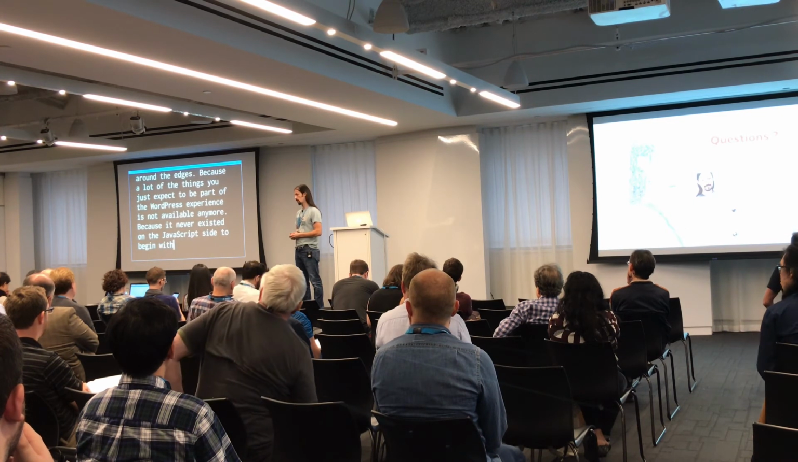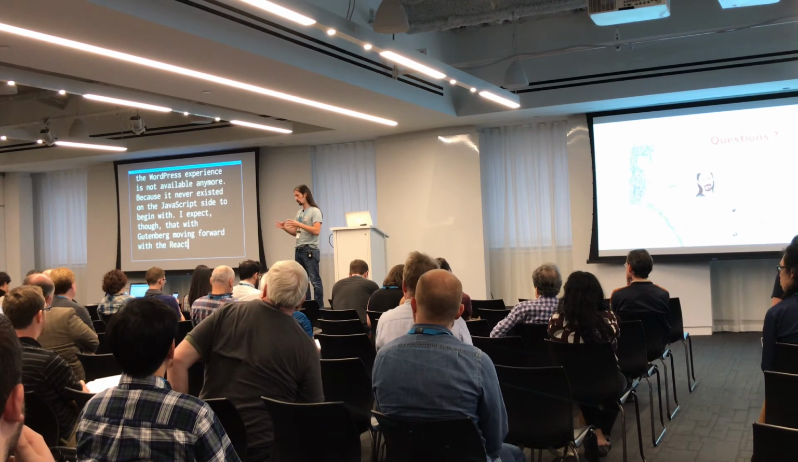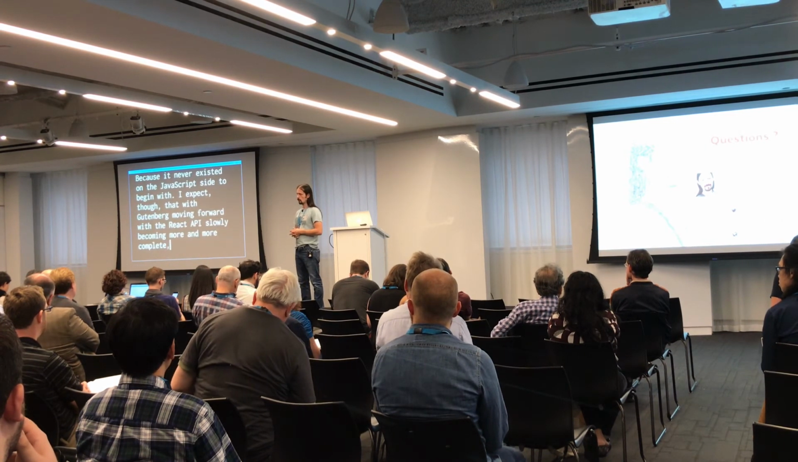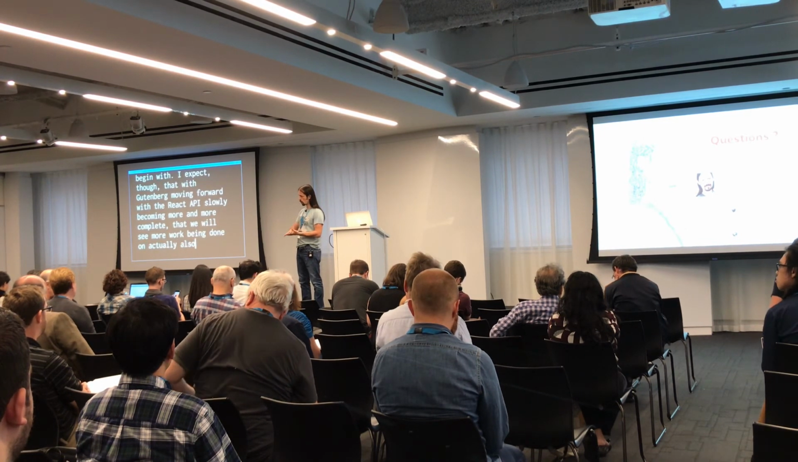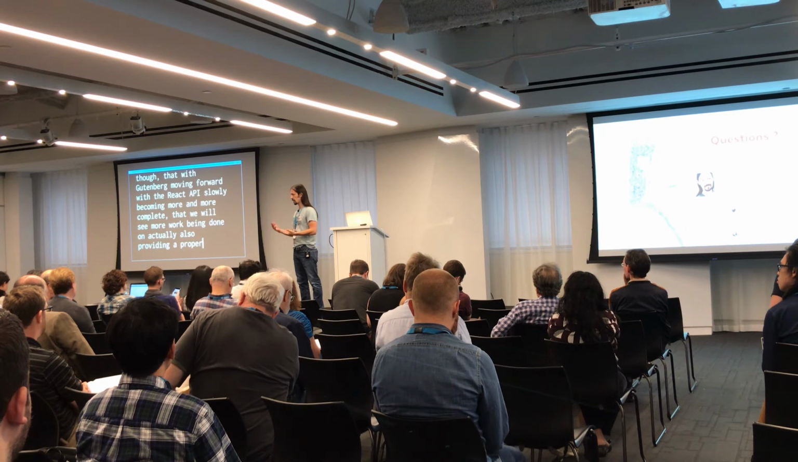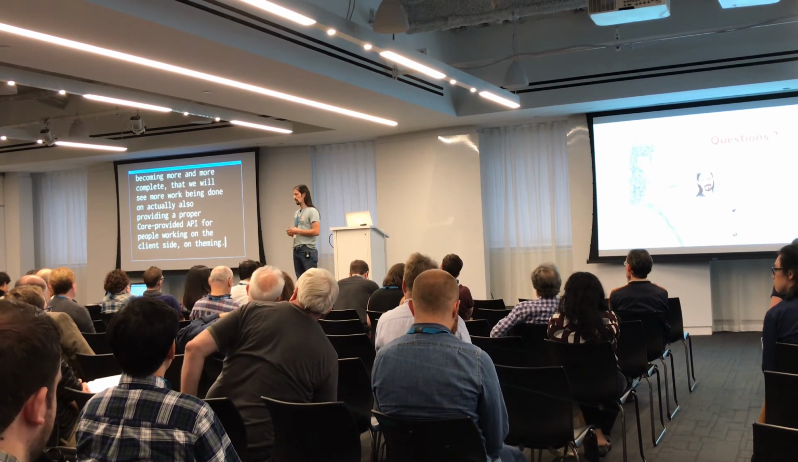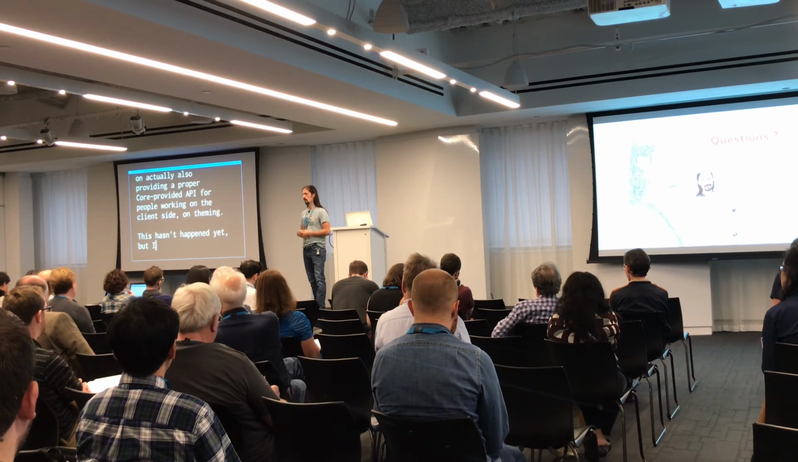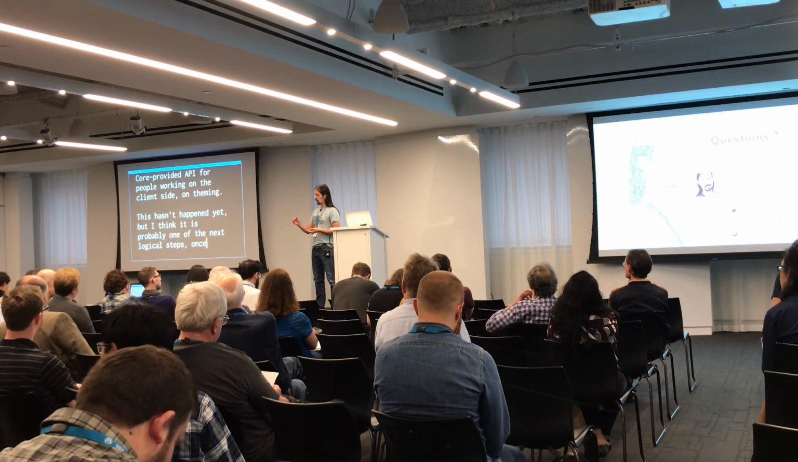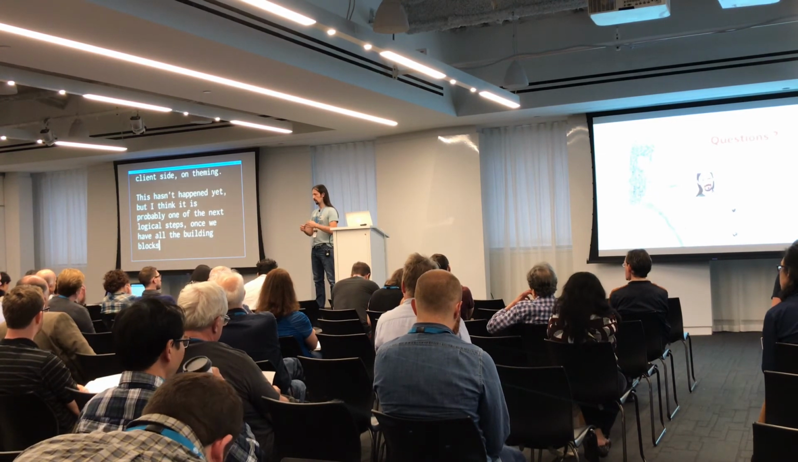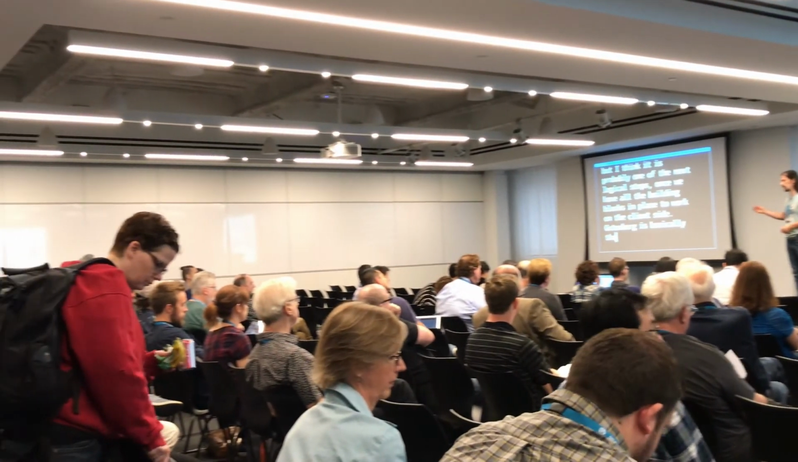I expect, though, that with Gutenberg moving forward, with the React API slowly becoming more and more complete, that we will see more work being done on actually also providing a proper core provided API for people working on the client side on theming. This hasn't happened yet, but I think it is probably one of the next logical steps once we have all the building blocks in place to work on the client side. Gutenberg is basically the enabler for getting to that point.